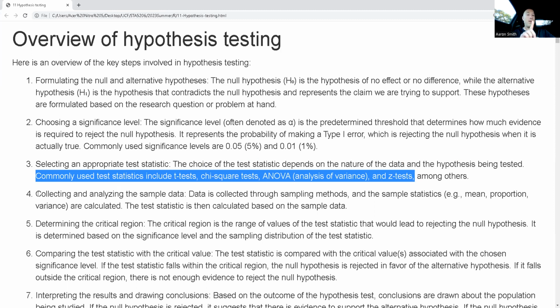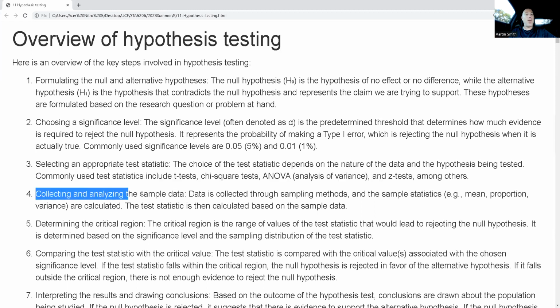Now notice, up to this point, we haven't done anything with data. So at this point, we're talking about what we're going to do with data once I have it. Really, why am I going to be checking out my data? Why am I collecting it in the first place? Now on this step, we collect and analyze our sample data. Our data is collected through sampling methods, and the sample statistics, mean, proportion, variance, are calculated. The test statistic is then calculated based on the sample data.